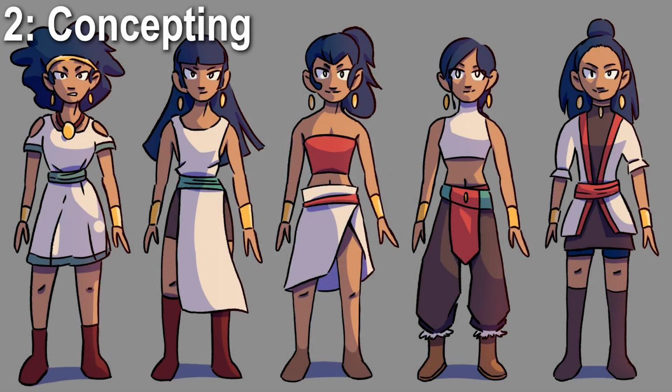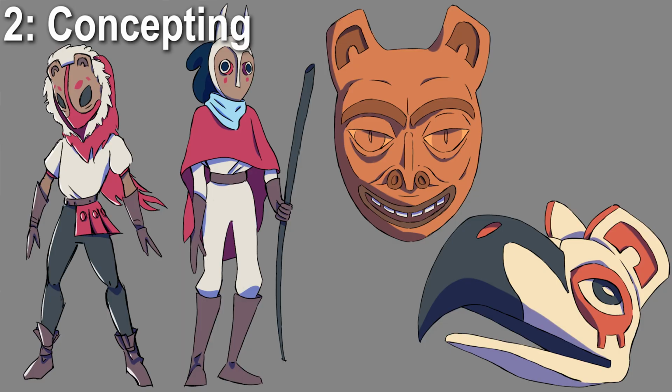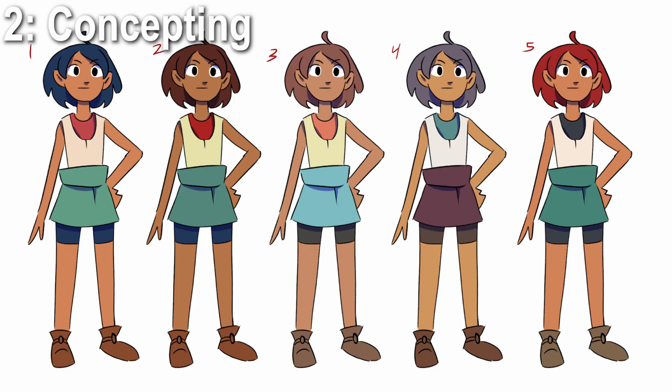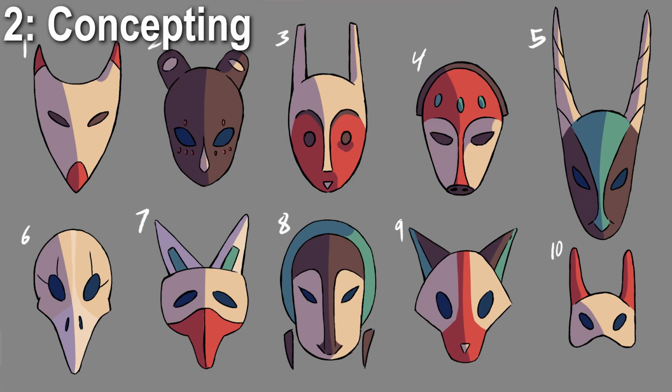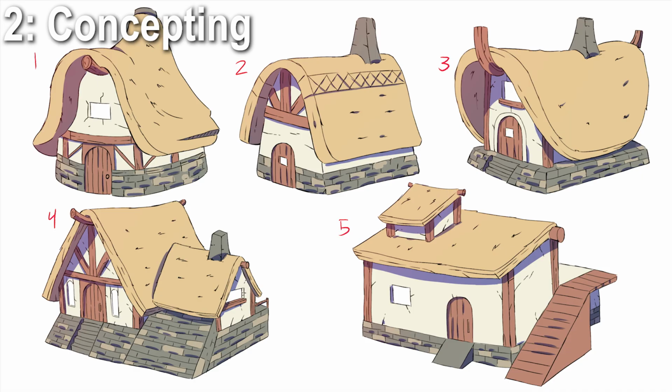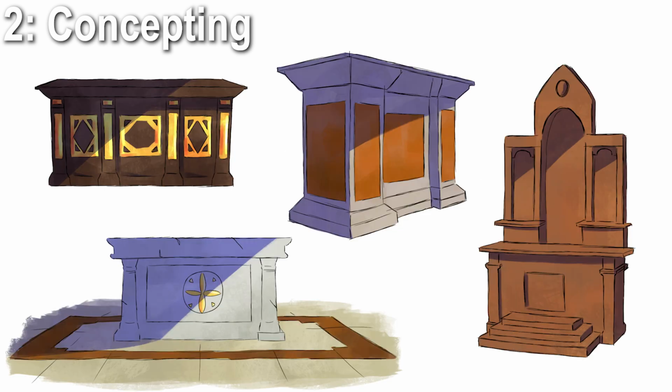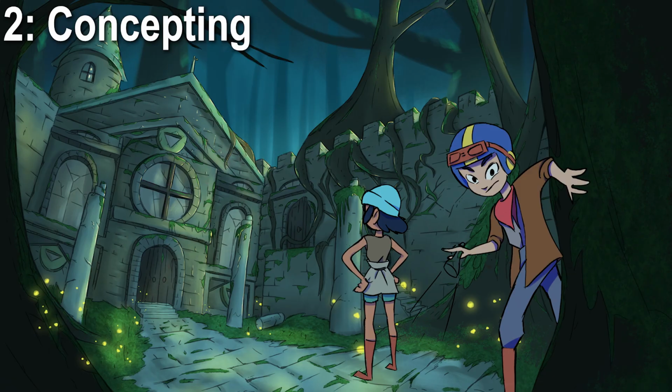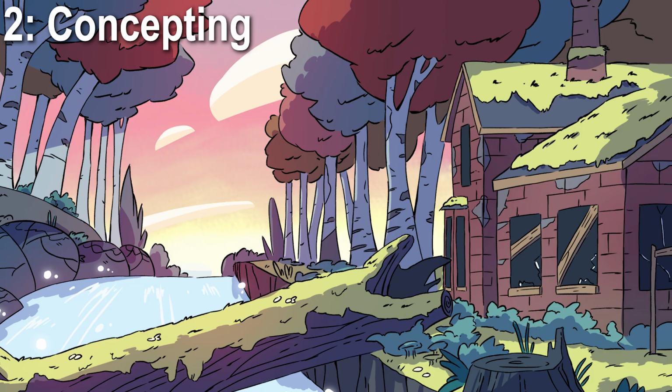After the referencing stage comes the concepting stage. Concepting includes figuring out what the characters should look like or wear, what the buildings should look like, how all the foliage and organic elements should look, and the overall color palette. After this, I moved on to storyboarding.